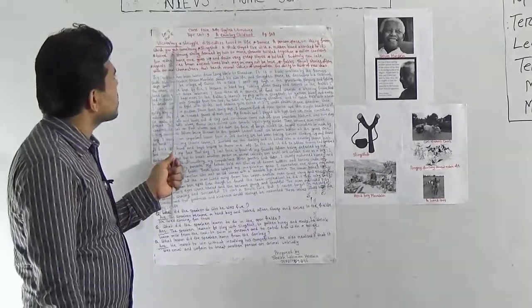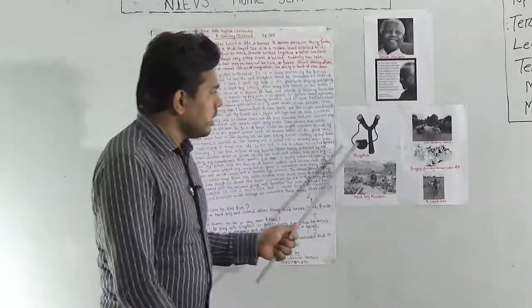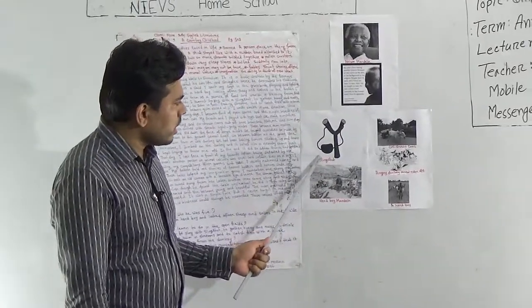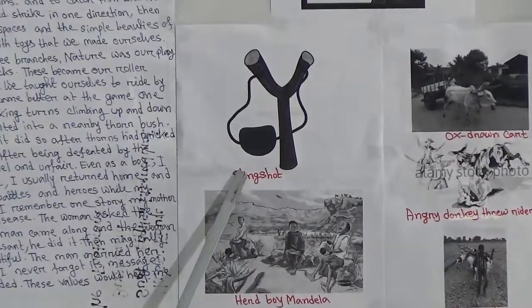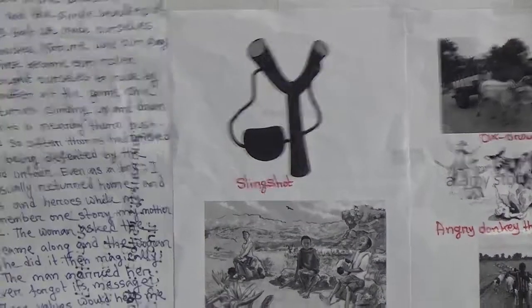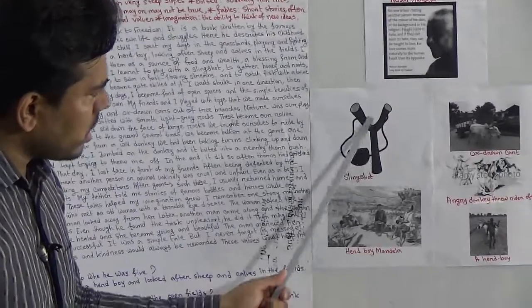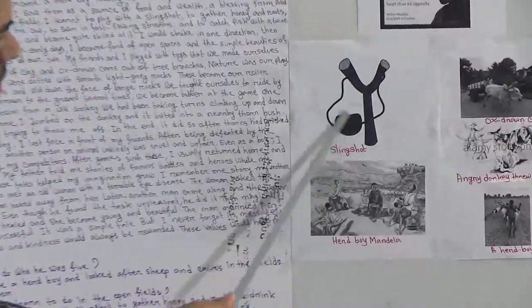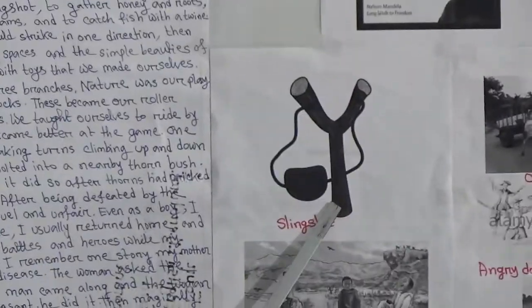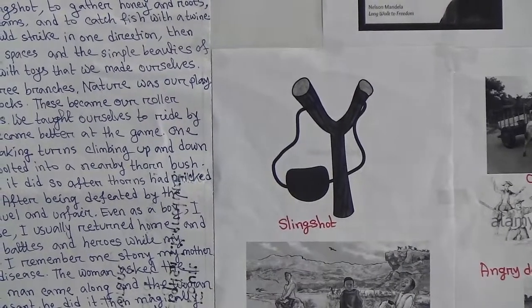Okay, next one is slingshot. Slingshot is one kind of toy. This is a slingshot, you can see. Have you ever seen this slingshot? It is a stick shaped like a Y with a rubber band attached to it. This is a rubber band, and this is a stick made out from branches of a tree, and this is the rubber band attached to it. This is our slingshot.